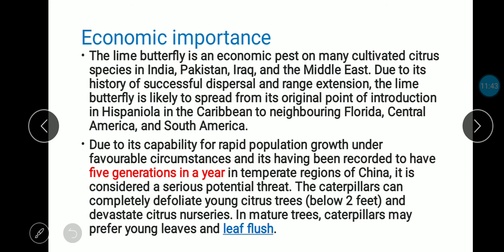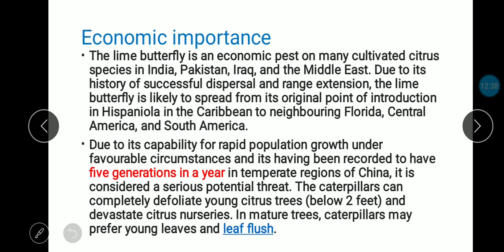The lime butterfly is an economic pest on many cultivated citrus species in India, Pakistan, Iraq and the Middle East also. Due to its history of successful dispersal and range extension, the lime butterfly is likely to spread from its original point of introduction, and it has spread throughout these countries. Due to its capability for rapid population growth under favorable circumstances, and its having been recorded to have 5 generations in a year in temperate regions of China, it is considered a serious potential threat.